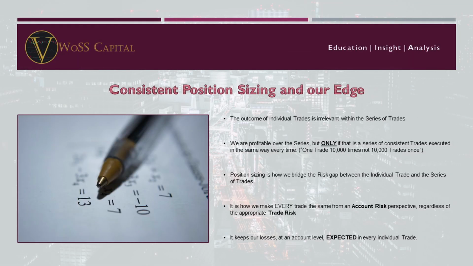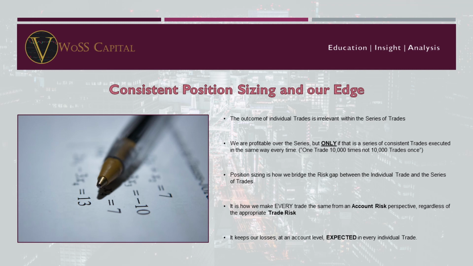The first thing we'll look at then is what position sizing is and where it fits within our overall edge, how that part of our risk management plan helps us to, over the series of trades, be profitable. And the first bullet point in there, I've said a number of times in this series so far that one of the biggest mistakes that new or consistently losing traders make is assigning too much importance to any individual trade and the outcome of that individual trade.